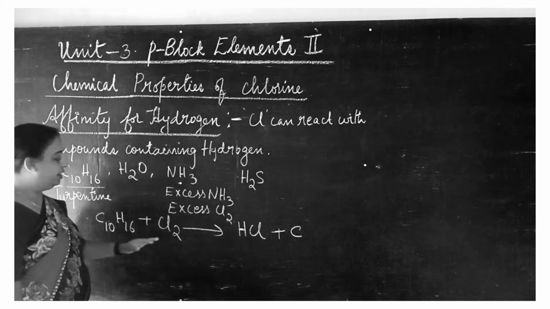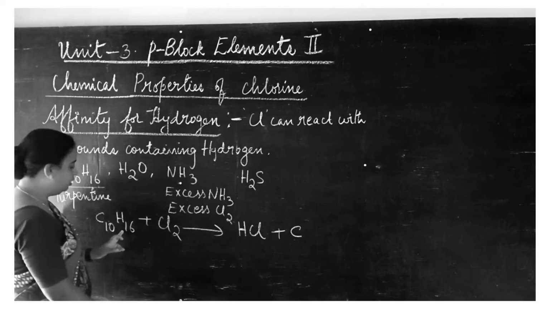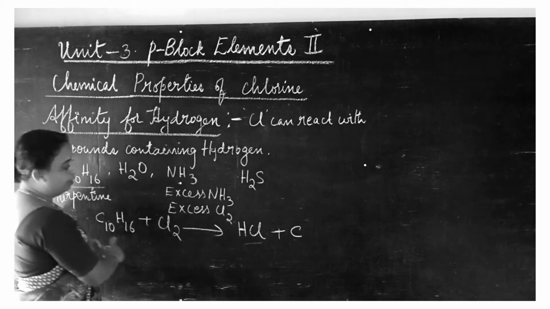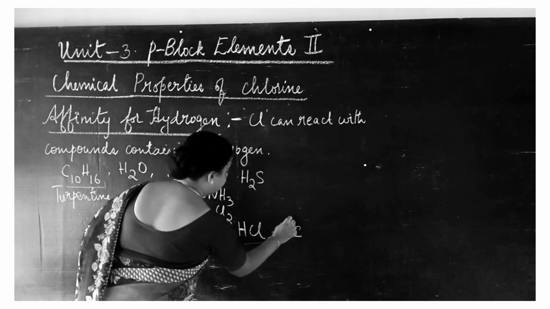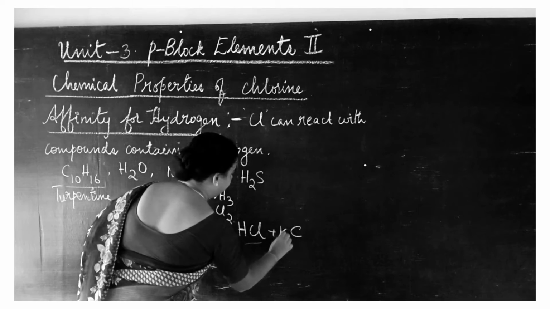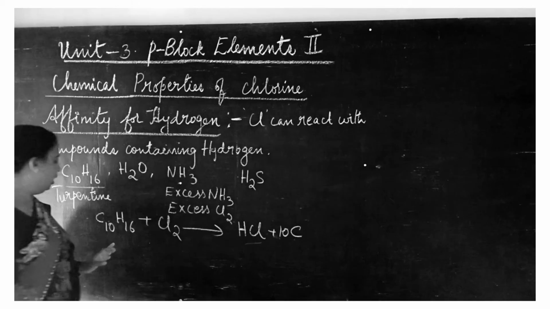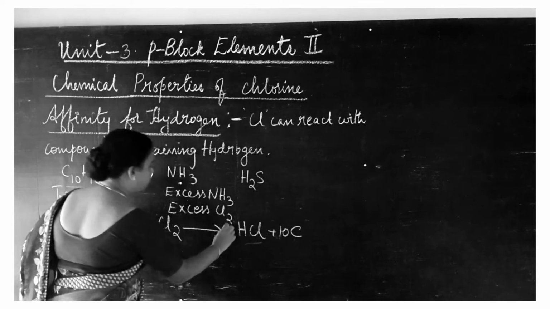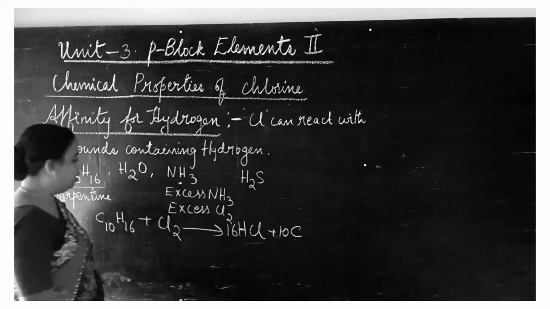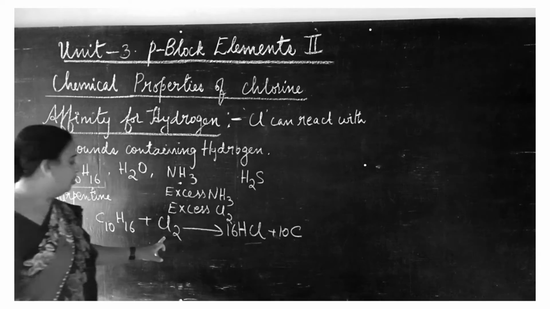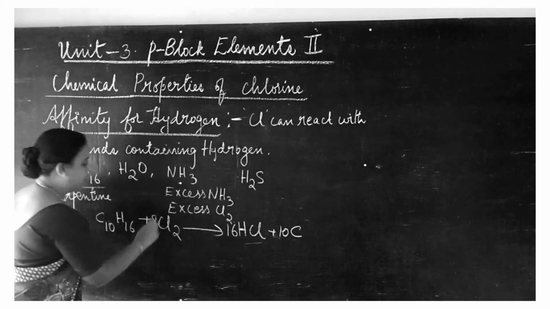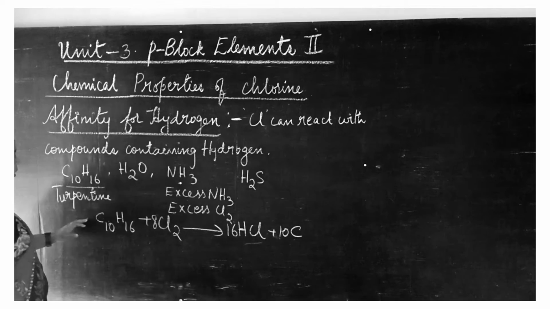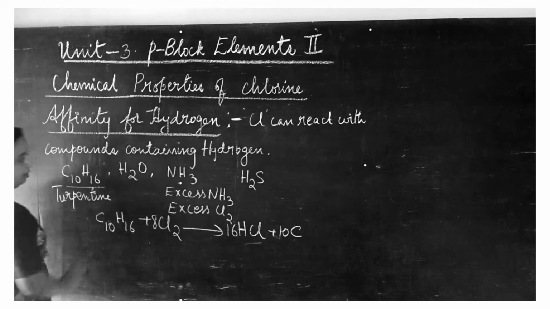Now let us balance the reaction. Turpentine reacts with chlorine, and hydrogen combines to form HCl and the remaining 10 carbon. Here there are 10 carbon, here only 1 carbon, so I balance it by putting 10. Now there are 16 hydrogen, so I put 16 here. Then there are 16 chlorine on one side and only 2 on the other, so to balance I put 8. So this is the reaction of chlorine with turpentine.